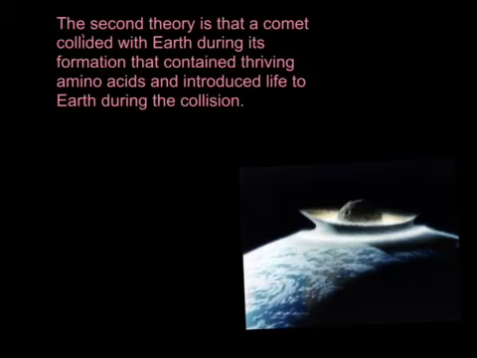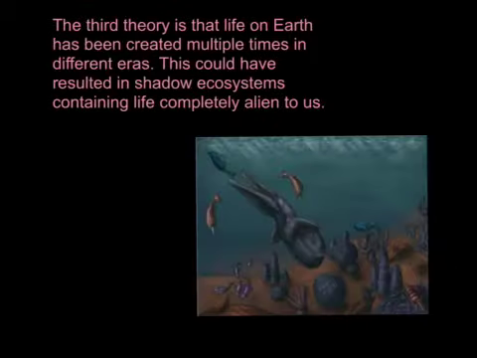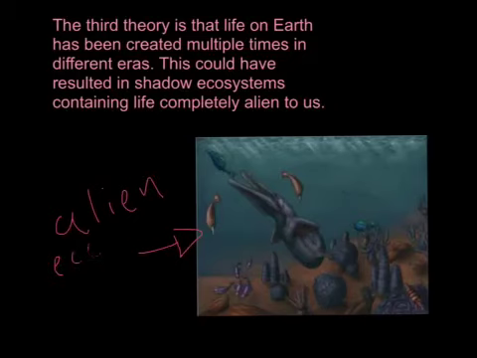The second theory is that a comet collided with Earth during its formation that contained thriving amino acids and introduced life to Earth during the collision. The third theory is that life on Earth has been created multiple times in different eras. This could have resulted in shadow ecosystems containing life completely alien to us.